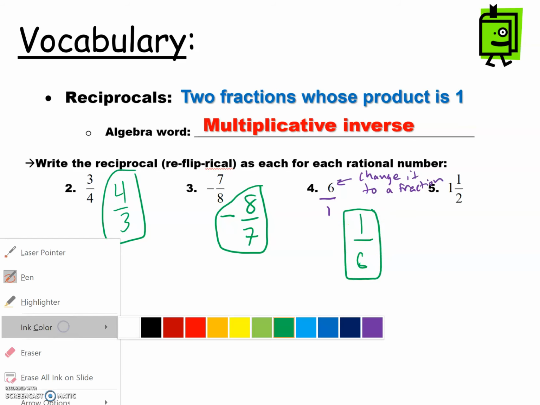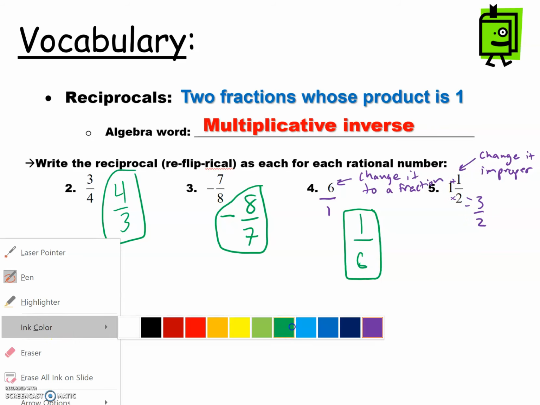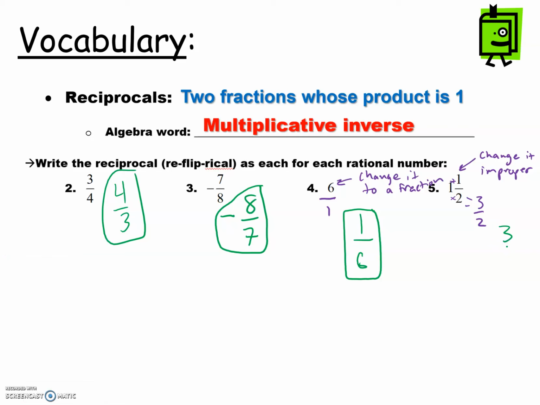Same thing's true for the mixed number. What do we need to do with this? Change it to improper. The way we do that, just like we did in the last video, is we multiply the denominator times the whole number, 2 times 1 is 2, and then add the numerator, plus 1 is 3. So that is equal to 3 over 2. So what's its reciprocal? Its reciprocal is 2 over 3.